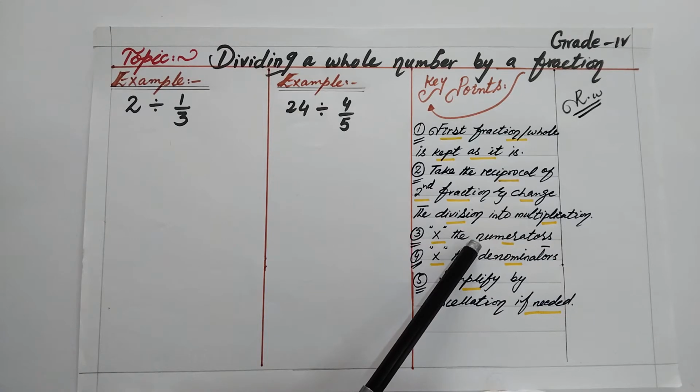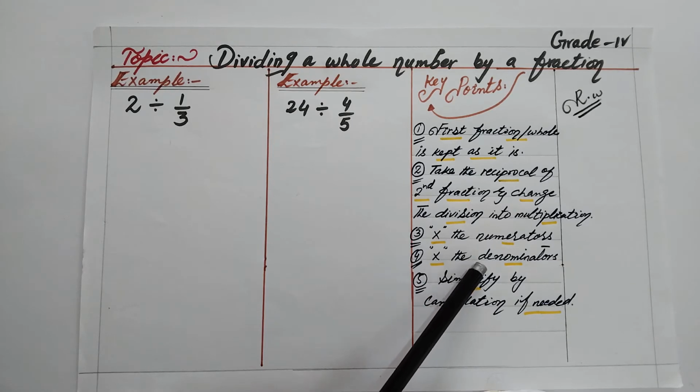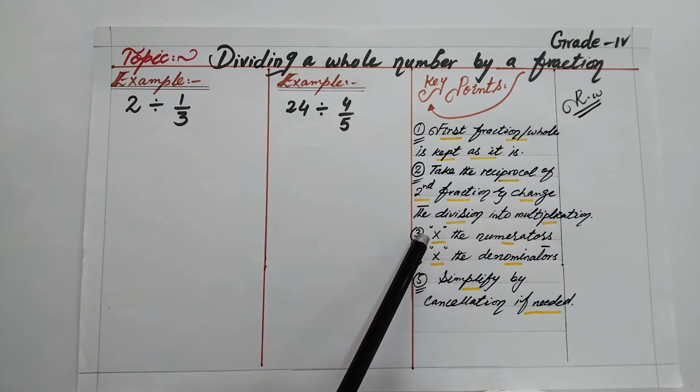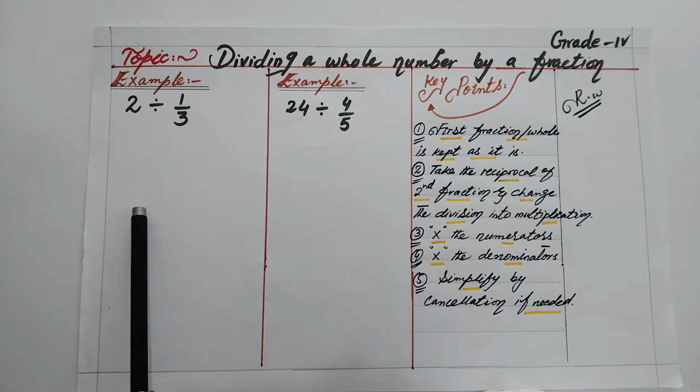After these steps, you will multiply the numerators and multiply the denominators. After the multiplication of numerators and denominators, simplify by cancellation if needed. If there is any possibility of cancellation, then you will cancel out the numerators and denominators. So let's start the example.